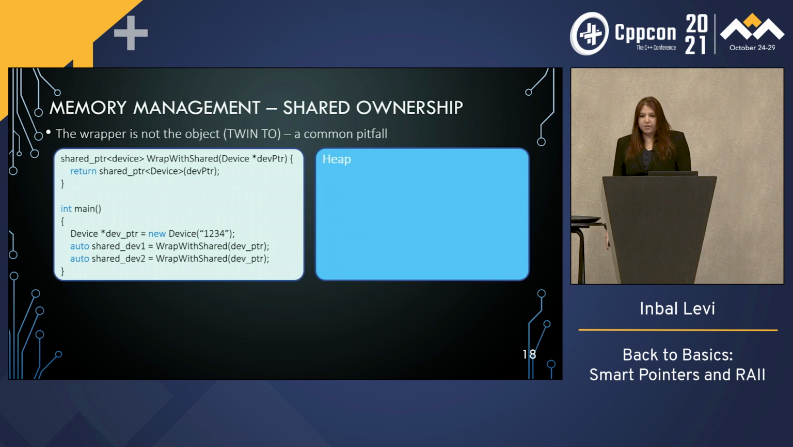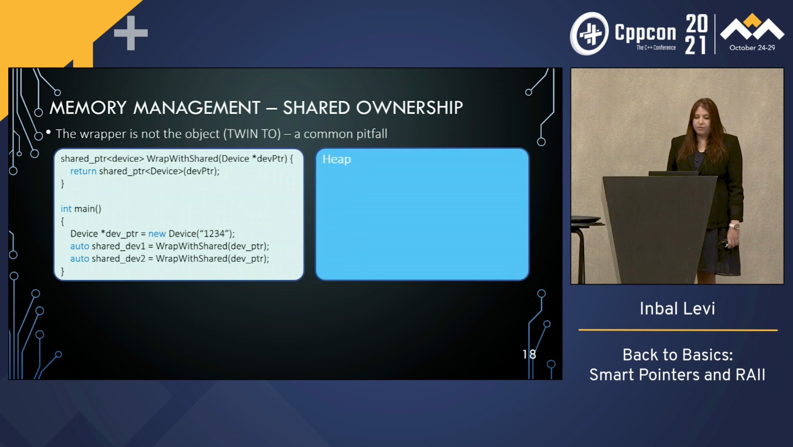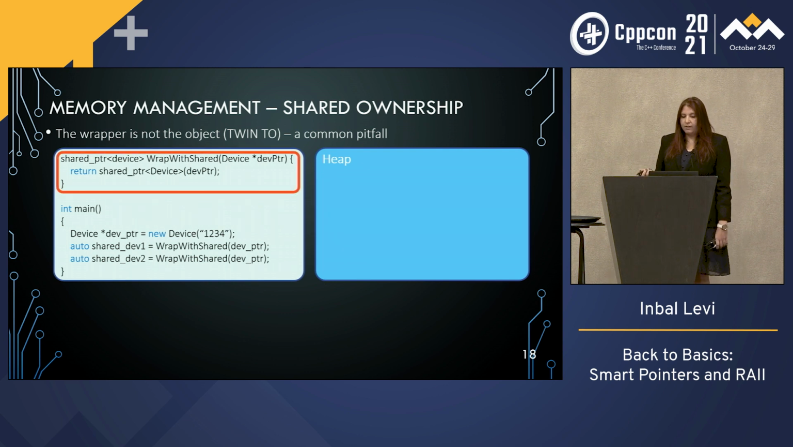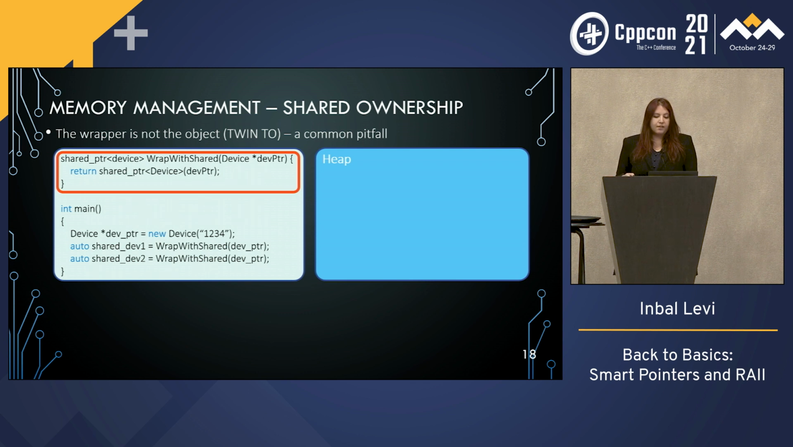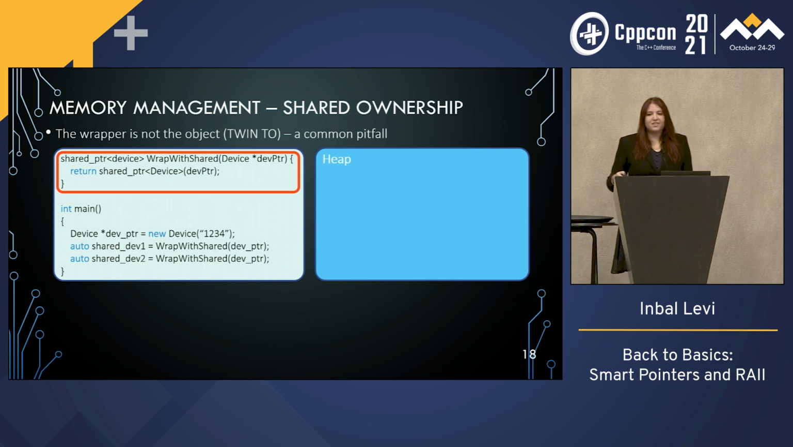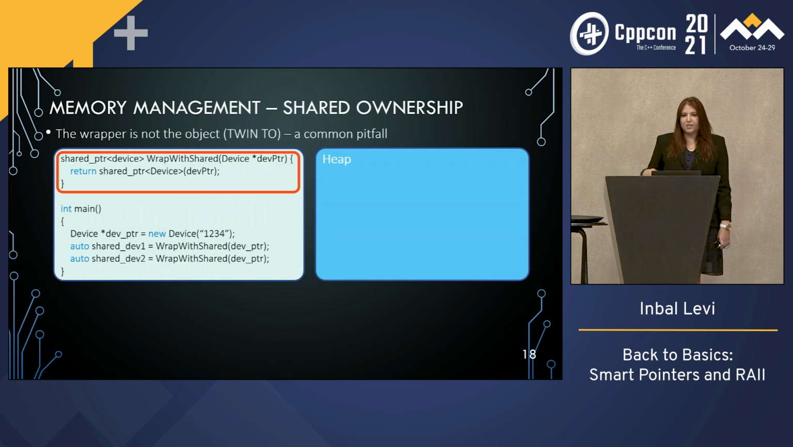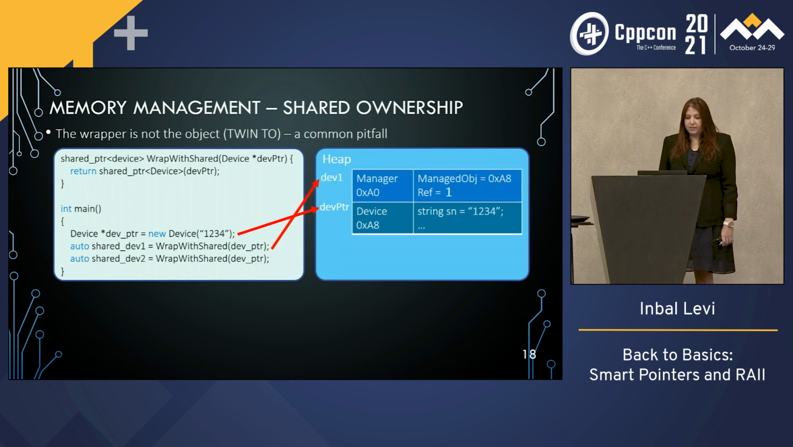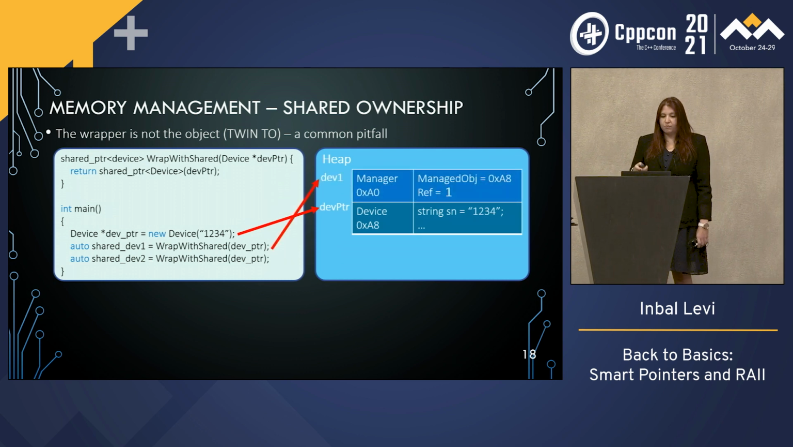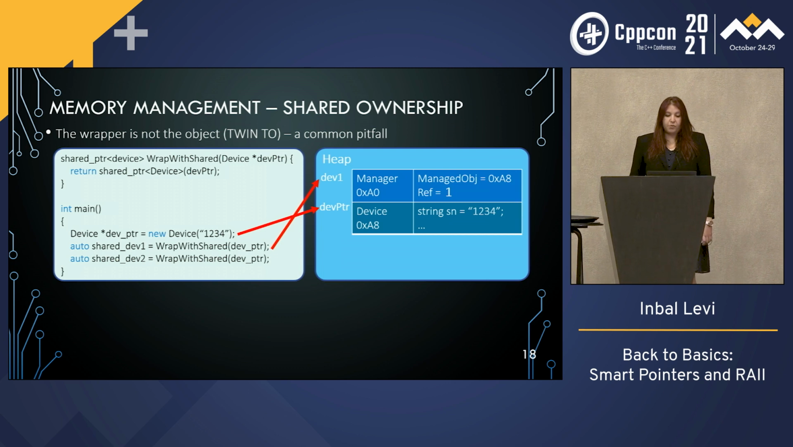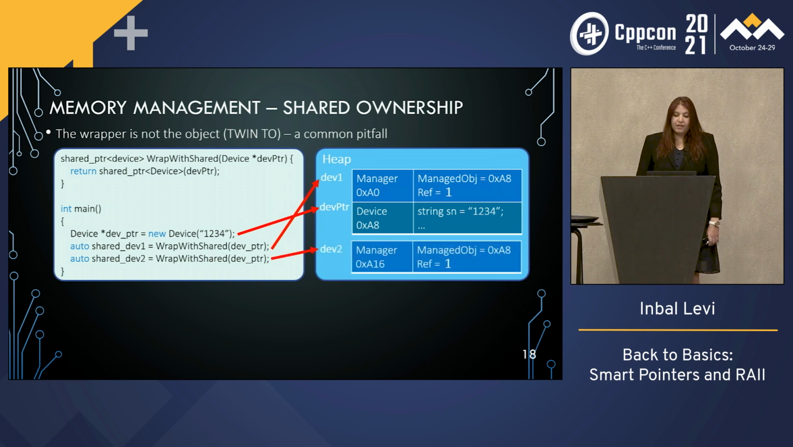I want to show you a common pitfall. So let's say I have a device and I want to have these simplified functions. Don't think of this simplified example. Think about a library that takes a device pointer, does something with it, wants to manage some shared pointers, etc. And let's say I wrapped my creation of shared pointer with a function. So I have my object, I have my wrapper, I call the function wrap with shared, which is supposed to give me back my shared pointer. And when I do it again with the same pointer for the device, of course, I will not get the same manager.